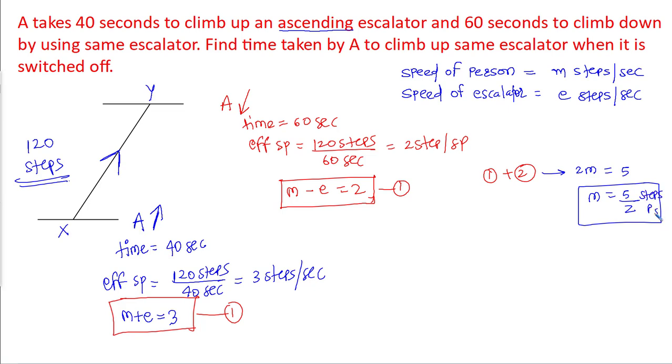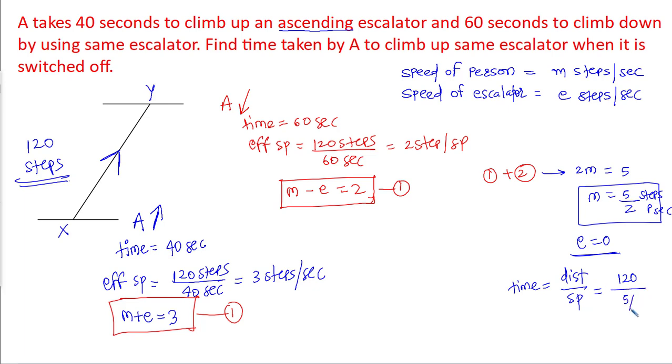Now after this the question is, when escalator is switched off, the value of E is going to be how much? 0. Now escalator is switched off means speed of escalator is 0. Man is supposed to climb the complete escalator. So the time taken by man is equal to how much? Distance divided by speed. The distance is equal to 120, divided by speed.